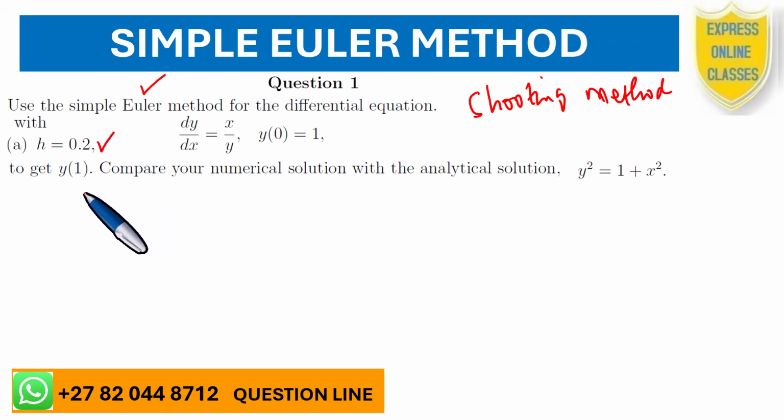And what do we need to get? If this is a differential equation, dy/dx equals x over y, with y at 0 equals 1, find y at 1, and compare your numerical solution with the analytical solution, y squared equals 1 plus x squared.